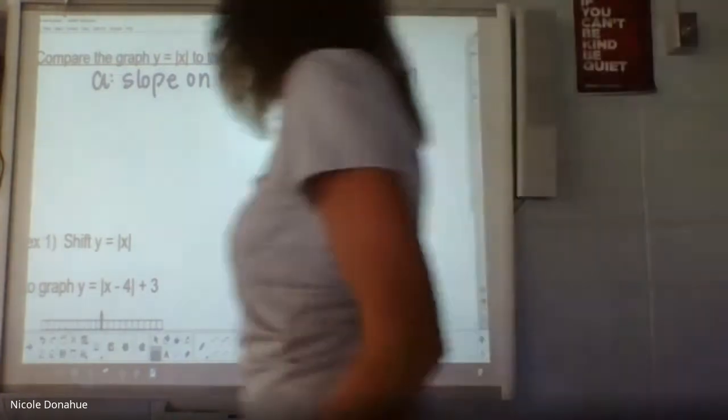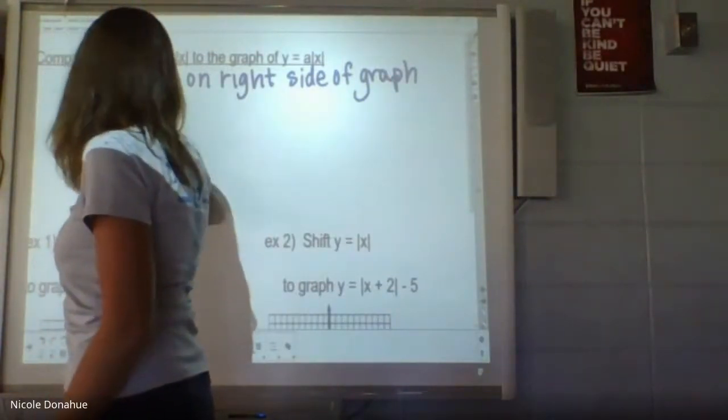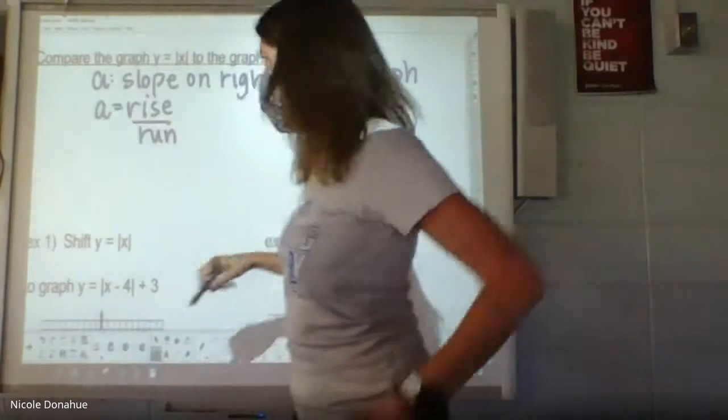So we'll do a as rise over run. And then the left side is going to be a mirror image.